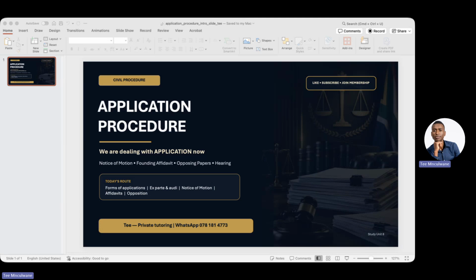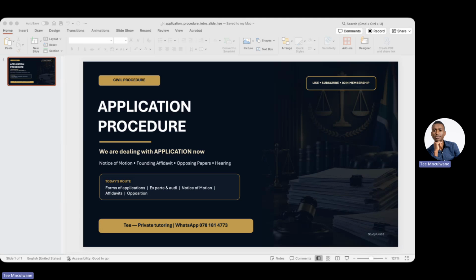So now let's move to the respondent, right? The respondent receives the application papers and must decide what to do. So the respondent has options. The first option is to do nothing. If the respondent does not oppose, the application may proceed as an unopposed application, right? The court may then hear the applicant and grant the order if the paper is justified, right? That's option 1. Option 2 is to oppose.